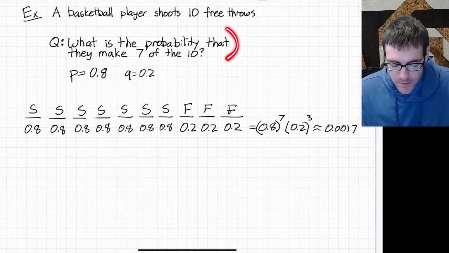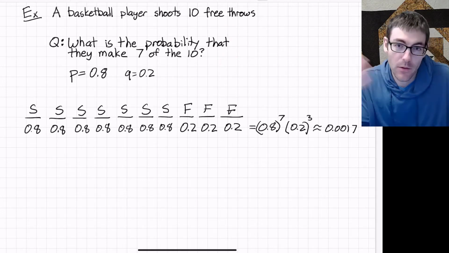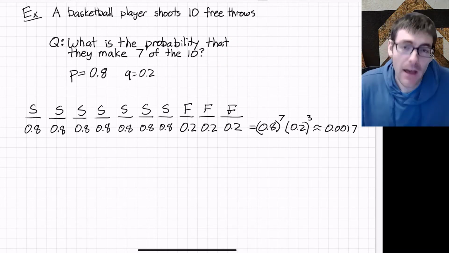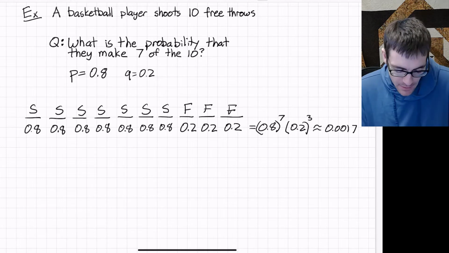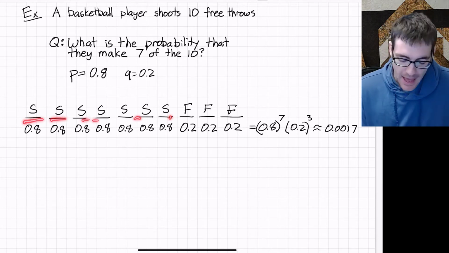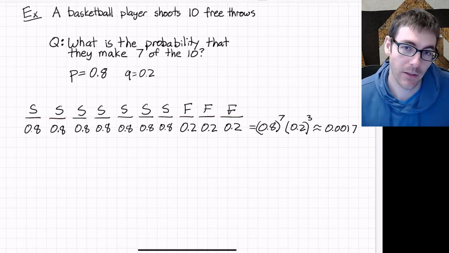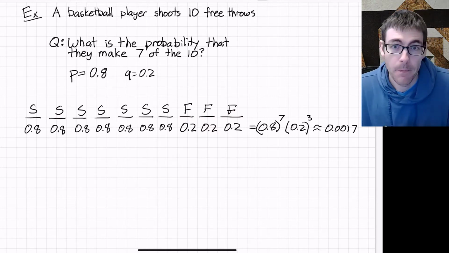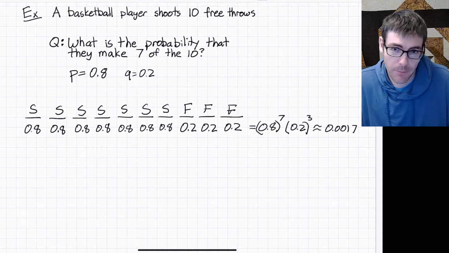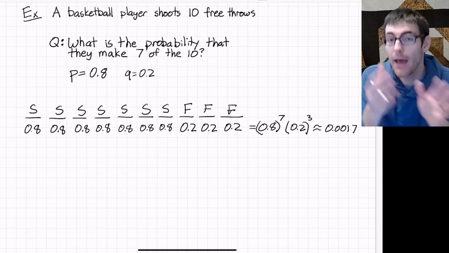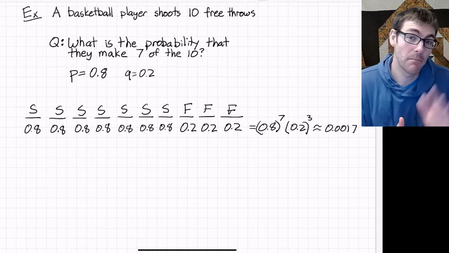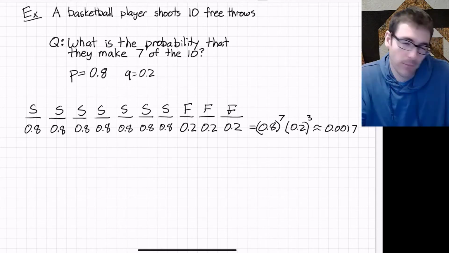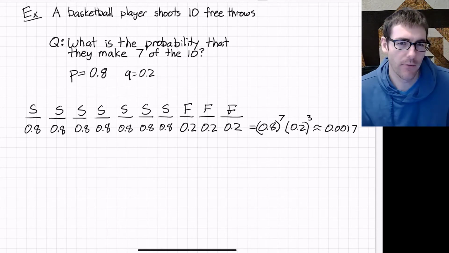What we wanted was the probability that this basketball player makes 7 of 10, and what we found was the probability that they make their first 7 and then miss the next 3, which is one way of making 7 of 10, but there are other ways. So for example, we could miss the first 3 and then make our next 7. Maybe we can make the first one, miss 3, and then make 6 more, or any other version of this.